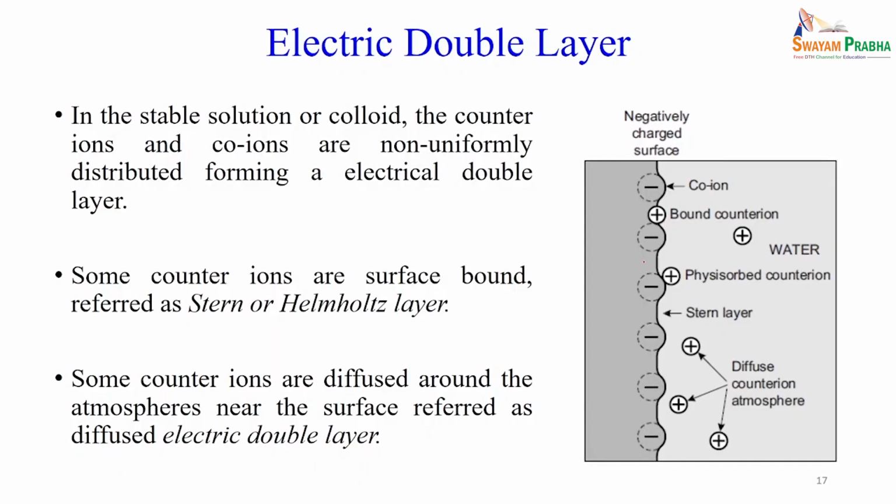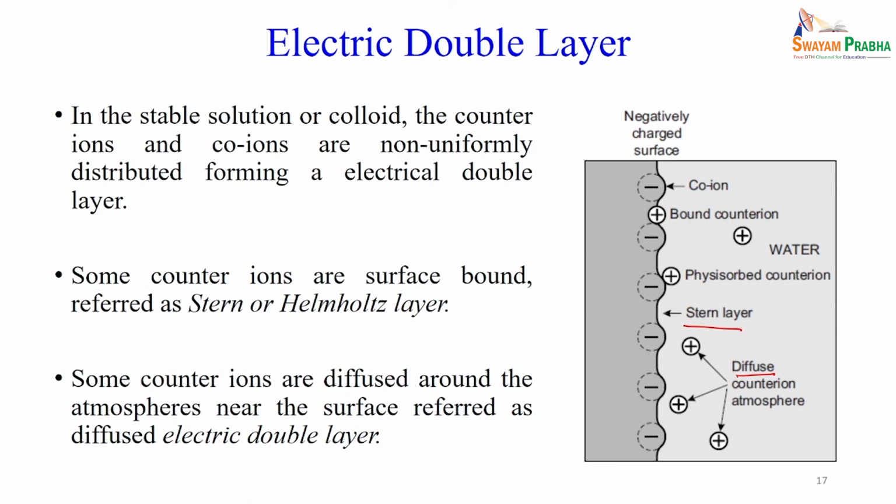Let us say a surface has a negative charge and it is kept in some solution. Depending on the charge on the outer layer, counter ions will come and attach to the surface. So there will be two layers. In one layer the counter ions will be bound, and in the other the counter ions will be diffusing. When they are bound, it is called the Stern layer, and when they are diffusing, it is called the diffuse layer.